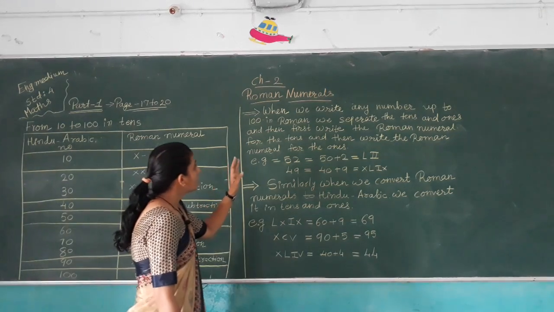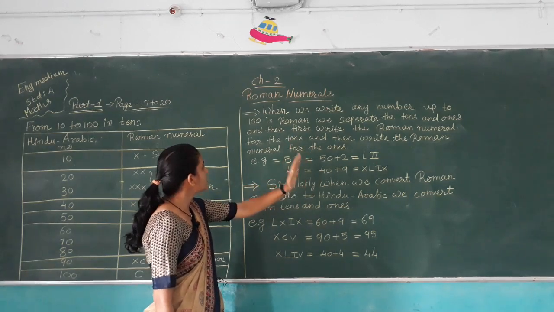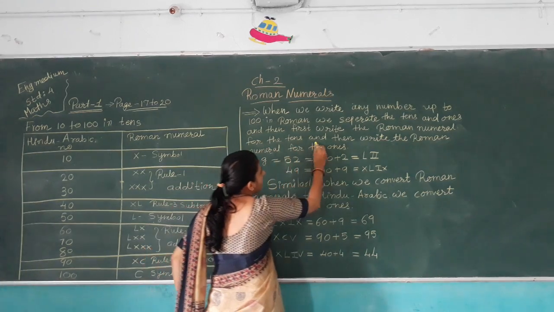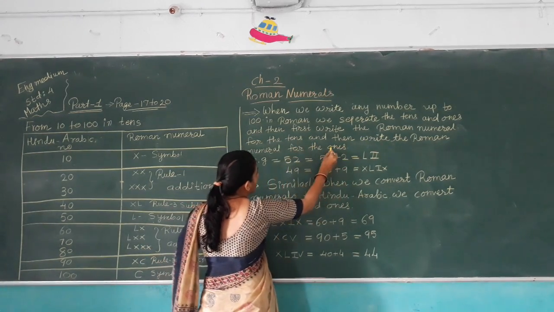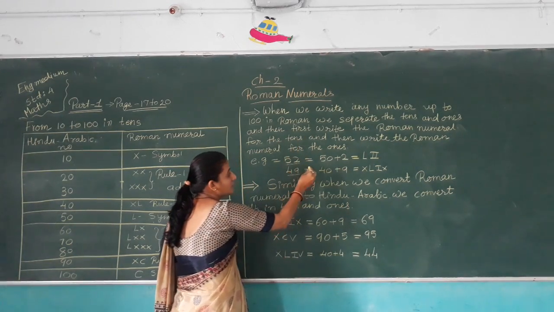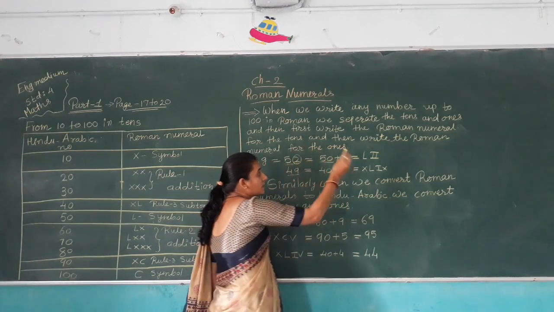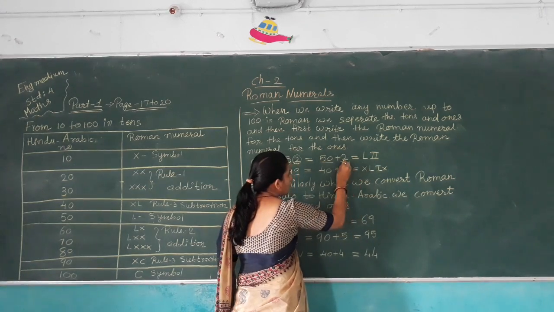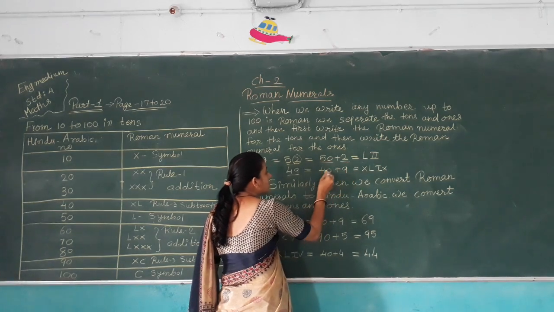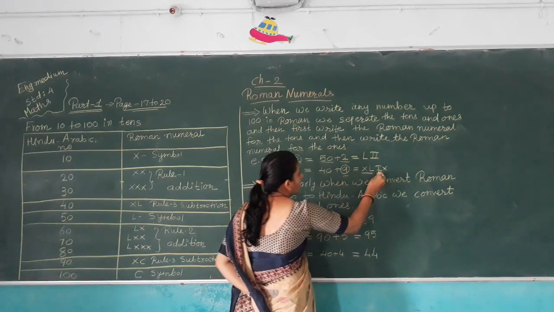Now, when we write any number up to 100, we separate the tens and the ones. First write the Roman numeral for the tens and then write the Roman numeral for the ones. Here 52 and 49. For 52, first write the tens place, here 50, which is L, and then the ones place, 2, which is II. For 49, 40 plus 9. First convert 40, which is XL, and 9 is IX.